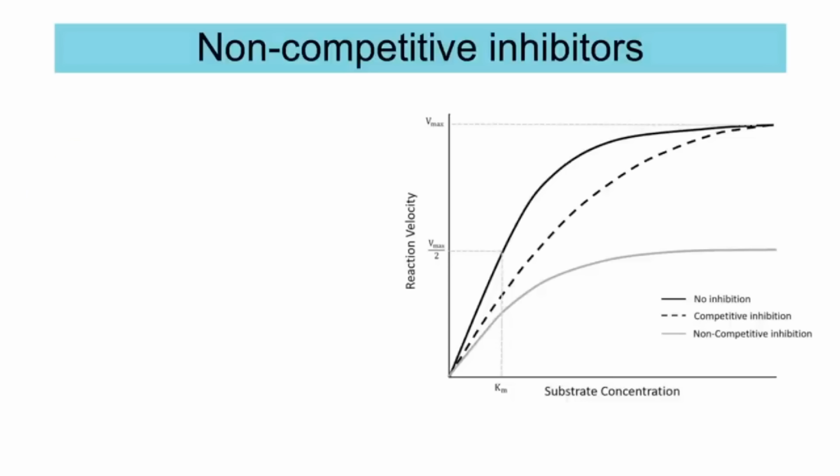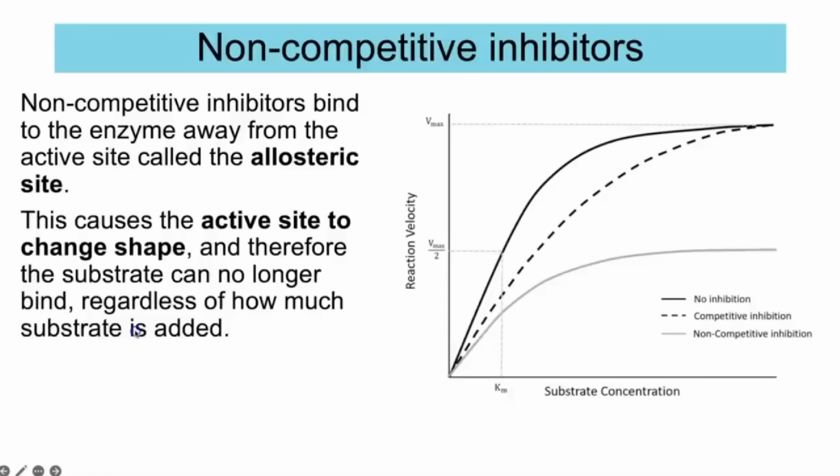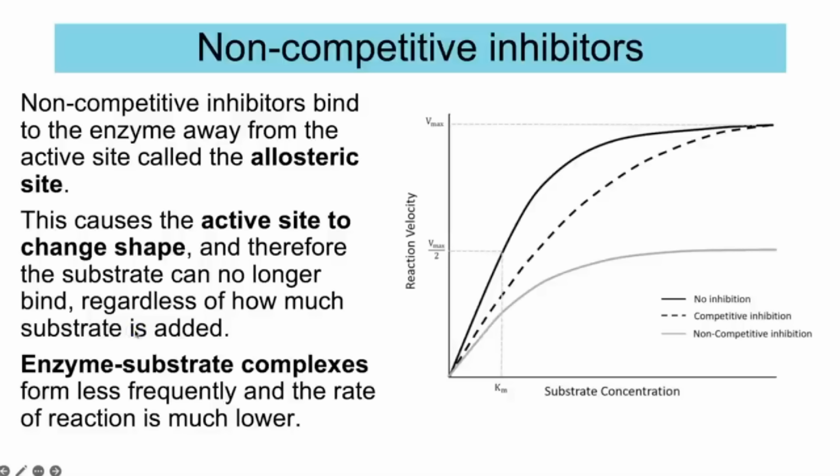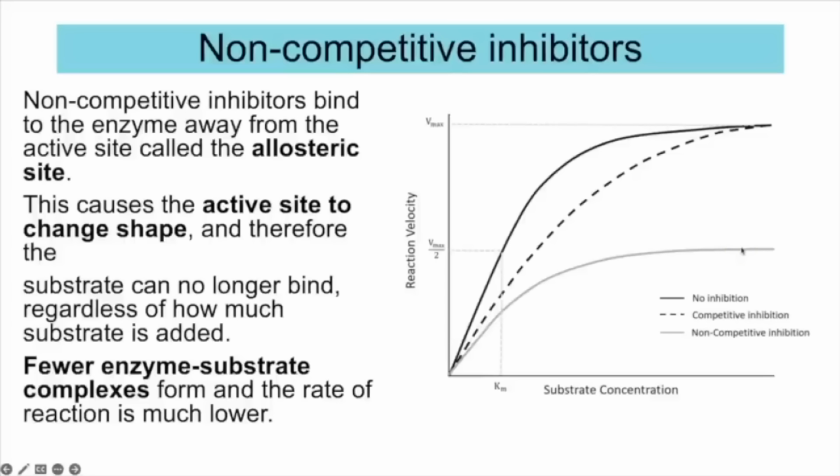Just interrupting here to add in another 2025 edit to make sure your answers are really mark scheme specific. For this bit here, you'd need to say that enzyme substrate complexes form less frequently. So that is the phrase that they'd be looking for. They're forming less frequently, and therefore the rate of reaction is much lower. Because the active site is now a different shape, we get fewer enzyme substrate complexes.